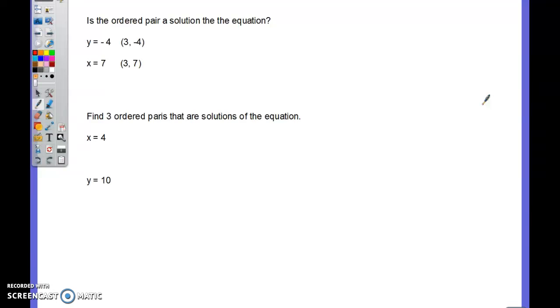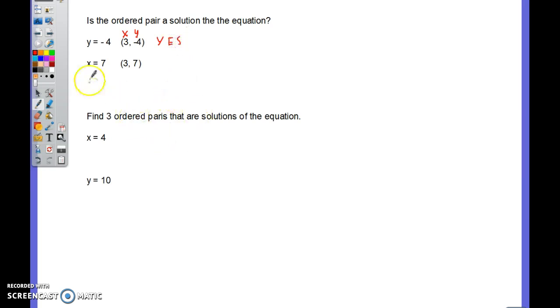Is the ordered pair a solution to the equation? So you're going to see they're going to give you an equation like this: y equals -4 or x equals 7. And let's say this ordered pair goes with this. You have to determine whether it is a solution. So the way that you do that, if y equals -4, remember that this is my x and this is my y. If they match up, you can see that y equals -4. So this would be yes, it is a solution.